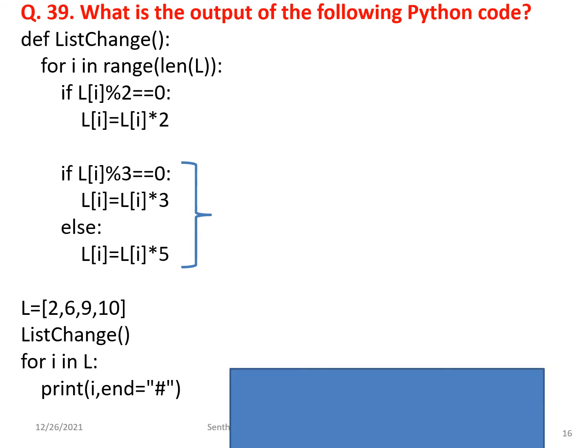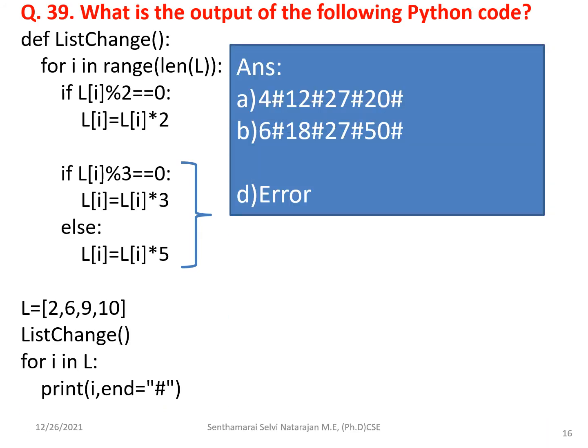Next question, again the output. You see here they have given a function. Within that function we have two if statements and for this if statement you have to consider this else. And then they have given the list and then call the function, and here they are asking to print the list with the end hash symbol.